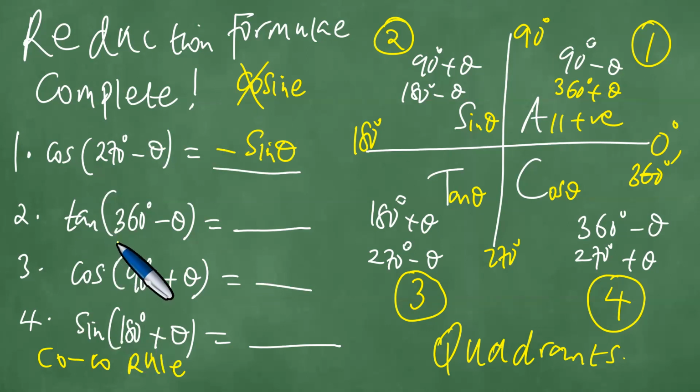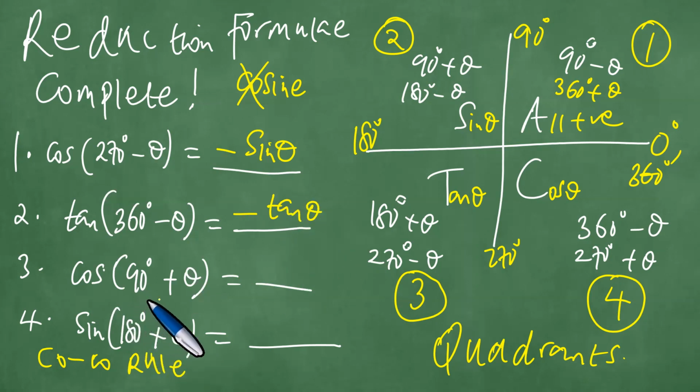Anyone, number two, the tangent of 360 degrees minus theta. What is the answer? Negative tan theta. Okay, well done, because you're dealing with 360 minus, which is in the fourth quadrant where only the cosine is positive, and therefore the tangent is going to be negative. And therefore just copy tan and theta, and you leave out the 360.